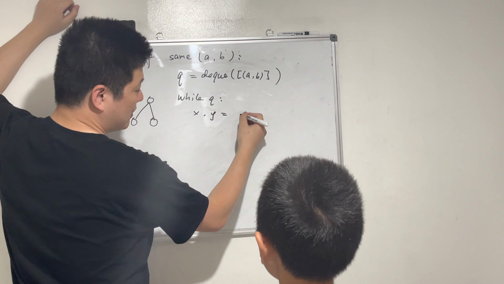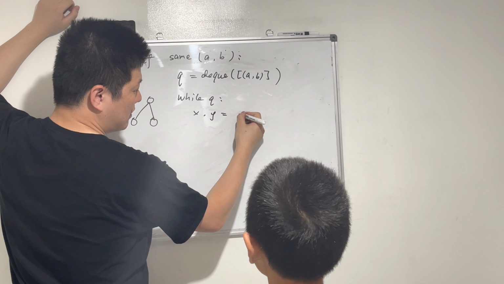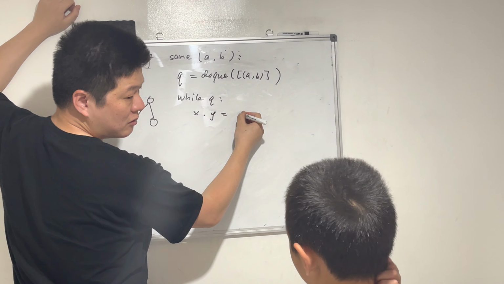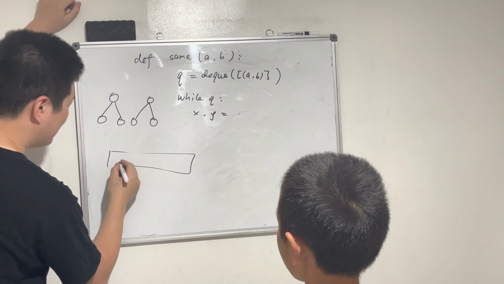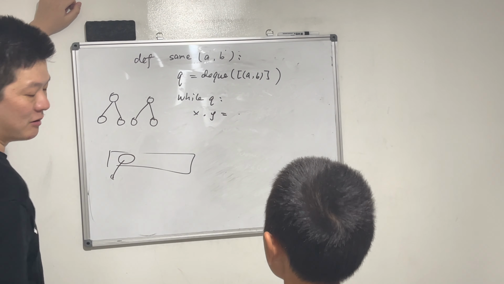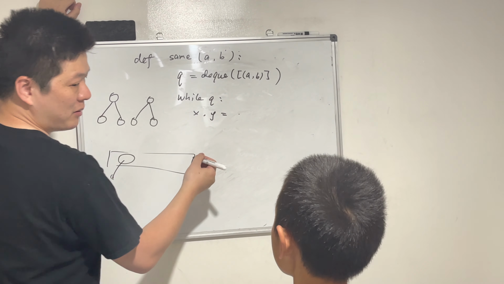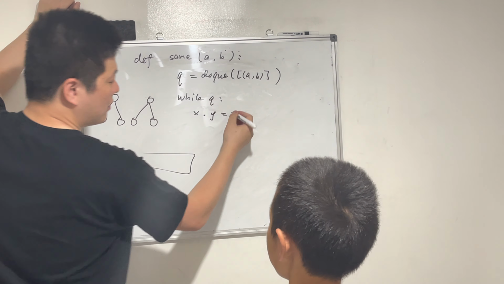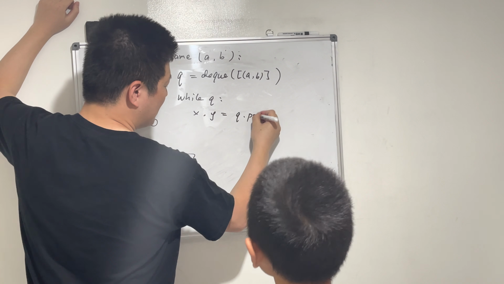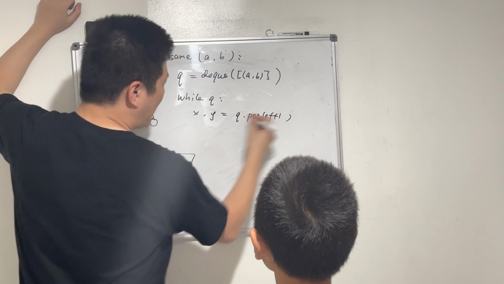We want to take it out, right? We want to take it out from the beginning. So what should we do? Pop. What pop? Q dot pop left. Okay, then I have X and Y.